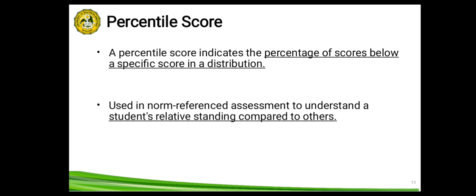In norm-referenced assessment, scores are compared to the performance of a group called the norm group. So rather than just evaluating how much content a student has mastered, we say that it is used in norm-referenced assessment to understand a student's relative standing compared to others. We mean that the student's score is used to see how they did compared to their peers or fellow students. So it doesn't just show what they know, but it shows how well they perform in relation to others who took the same test.